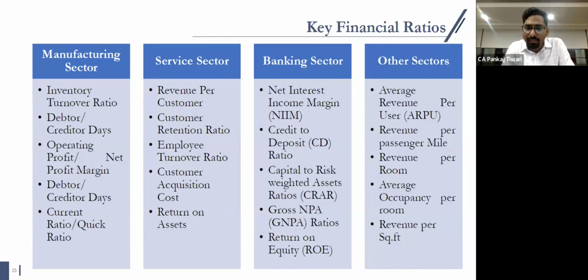Service sector, what should I look at? I should look at the revenue per customer, how much I'm making. I should look at the customer retention ratios. That means how long the customer has been with me, whether the average vintage of the customer is 1 year, 2 years, or it is 10 years and 20 years. Why is it important? Because it supports the future projection of the management. If my vintage of the customer is 1 or 2 years, you can't expect 20% growth on a yearly basis.